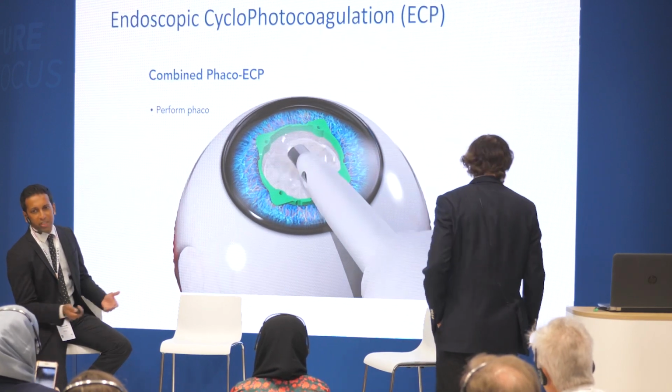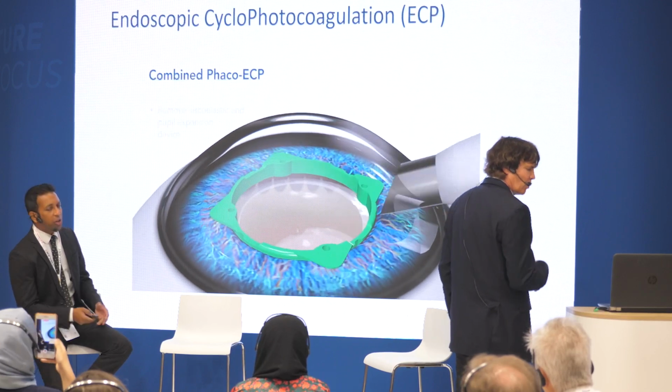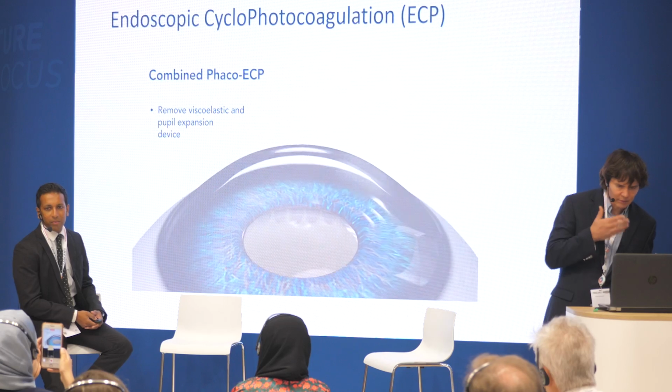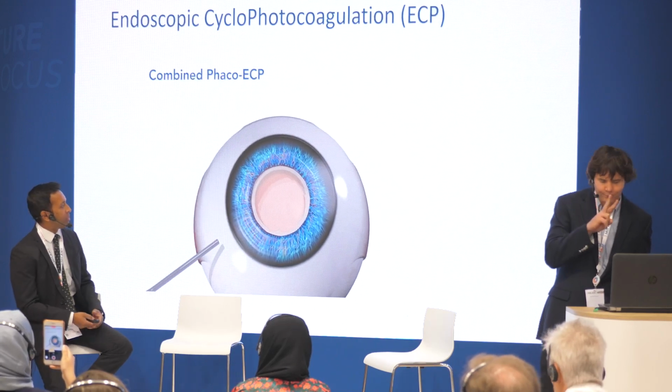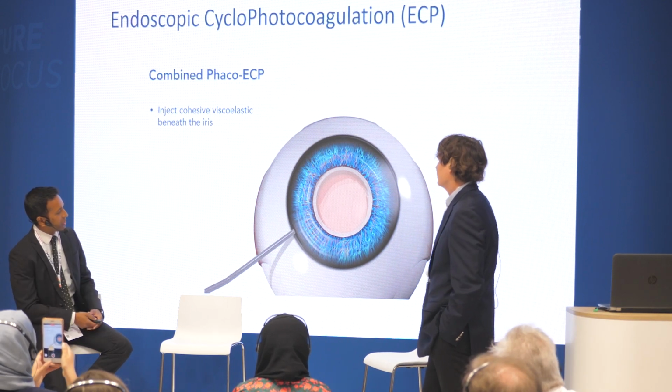You enter through a corneal incision, similar to a phaco. 2.2 would be fine. You don't have to combine it with a phaco. It should be done in a pseudophakic eye to have space in the sulcus, but it can be done as a standalone procedure. And as I said, you make your clear corneal incisions.